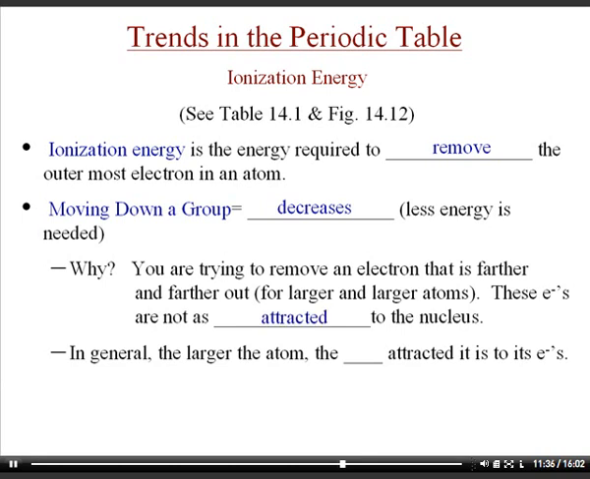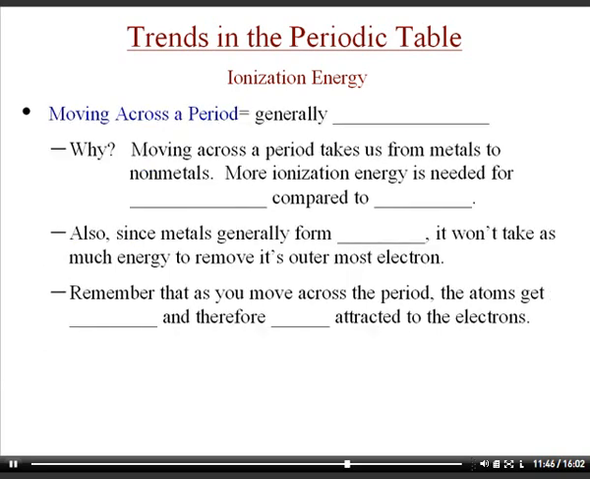So again, the reason is because these electrons are farther from the nucleus, so they're not as attracted to the nucleus, so they're easier to take away. So in general, larger atoms are less attracted to their electrons. And if you go across the periodic table, it's generally going to increase. That's because you're going from metals to nonmetals, and the nonmetals are trying to hold on to their electrons compared to the metals. Metals generally form cations, so they want to lose them anyway, so it won't take as much energy to take one away.